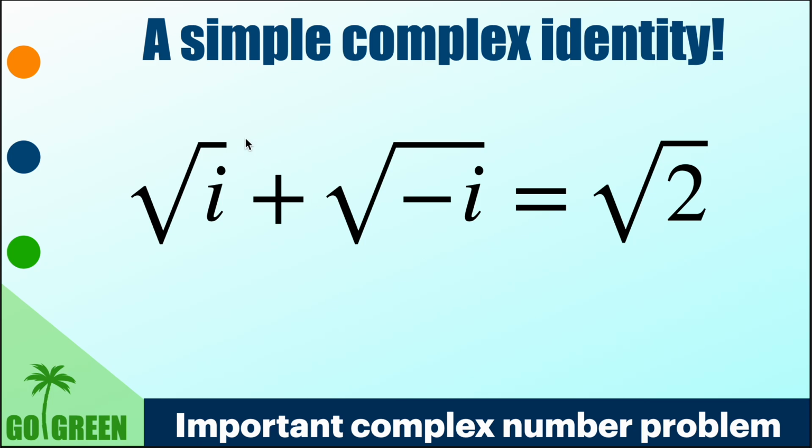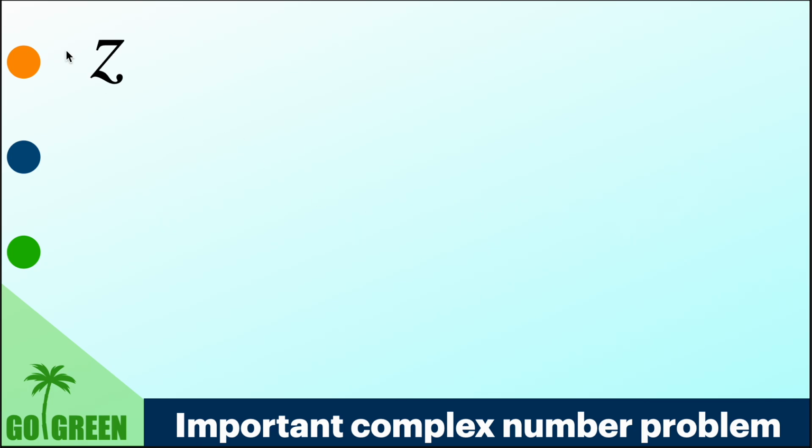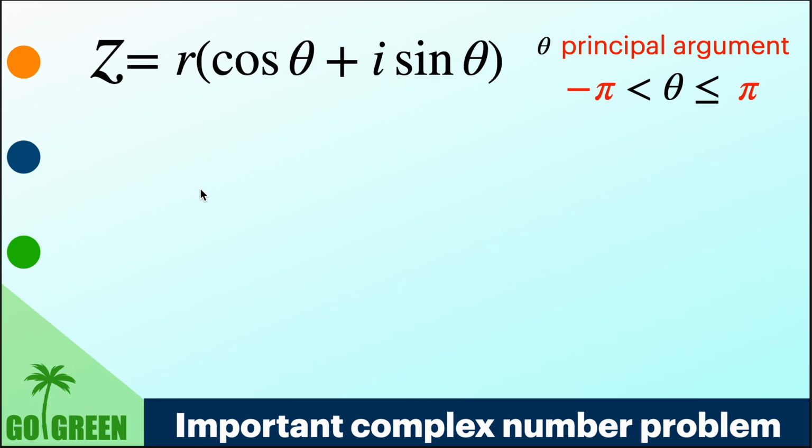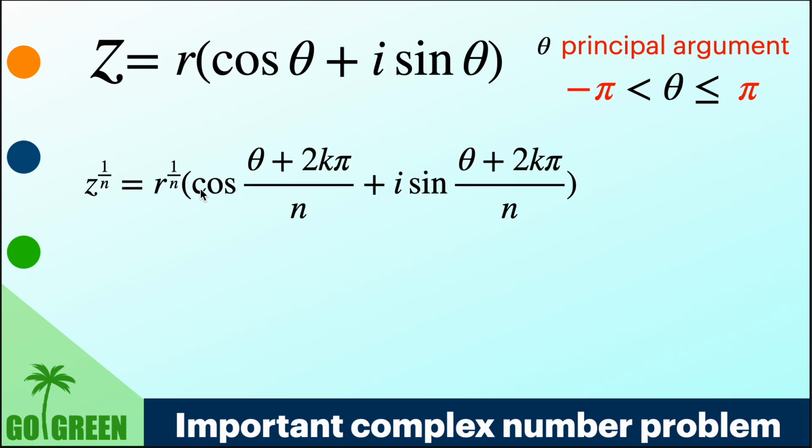Before we go to square root of i, let us take a general complex number z. For this we can write the polar form, which is given by r(cos theta plus i sin theta), where r is the modulus and theta is the principal argument. We want to consider the principal argument here. So what is the meaning of principal argument actually? Theta qualifies to be a principal argument when theta is strictly bigger than minus pi and less than or equal to plus pi.